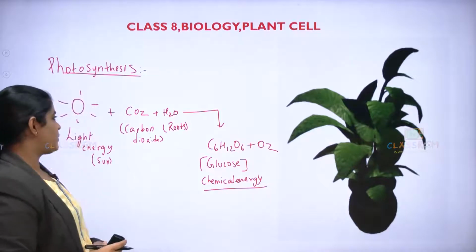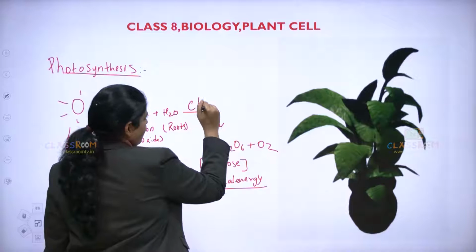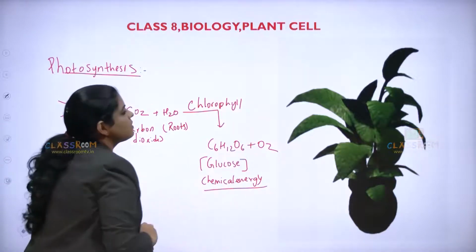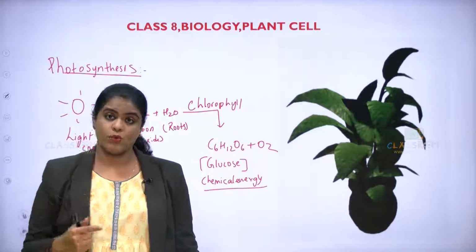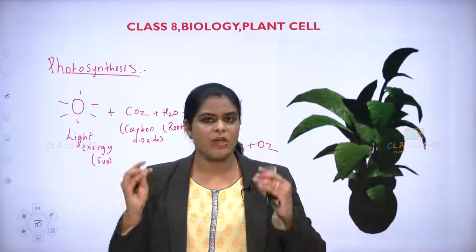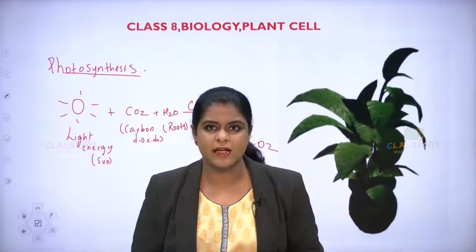Now, let me tell you something. This process happens in the leaf because it has chlorophyll. So, this plant can make its own food in the presence of sunlight, carbon dioxide and water. We are watering the plant, so water is coming from the roots. Where is carbon dioxide coming from?